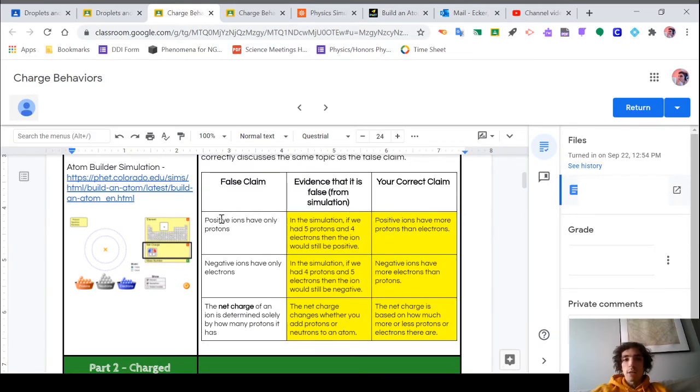Do positive ions have only protons? And the correct claim is no. Positive ions just have more protons than electrons. And negative ions, on the other hand, don't only have electrons. Negative ions just have more electrons than protons. So it's really about an imbalance between our electrons and protons that causes things to be charged.